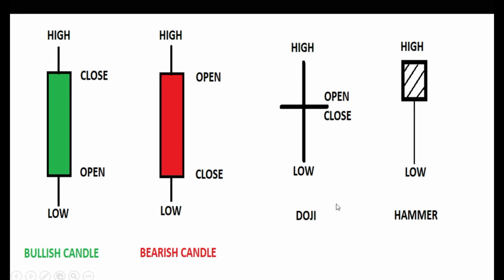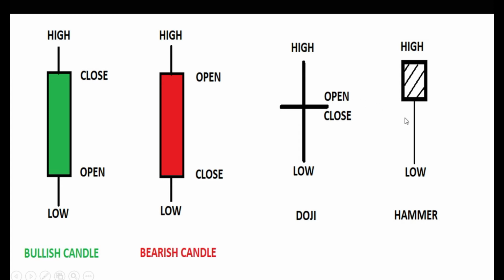Next is a doji or a cross. It signifies the opening and closing prices were the same. Though the price moved higher during the day, it made a higher point, and it also moved lower, a low point of the day. But it closed equally or marginally above or below the opening price, resulting in a no body candle. So a cross or a doji doesn't have a body.